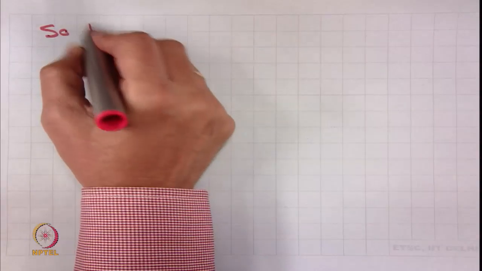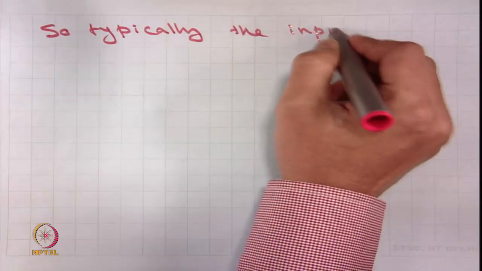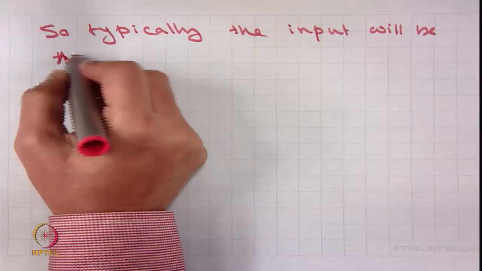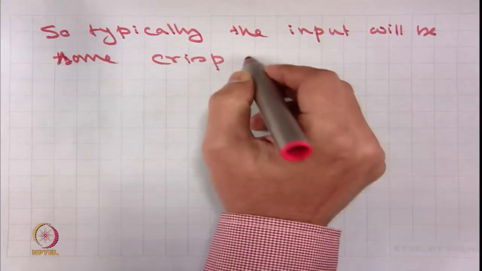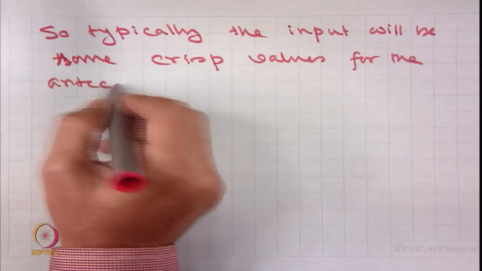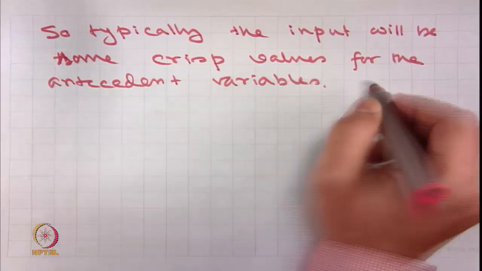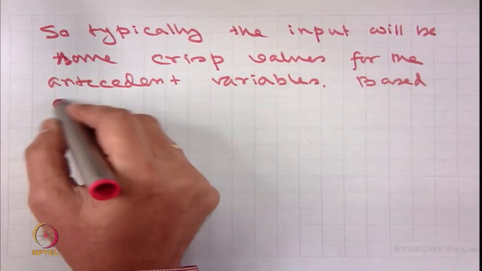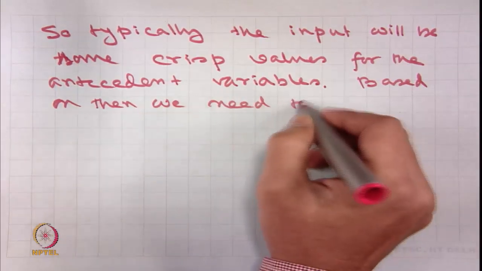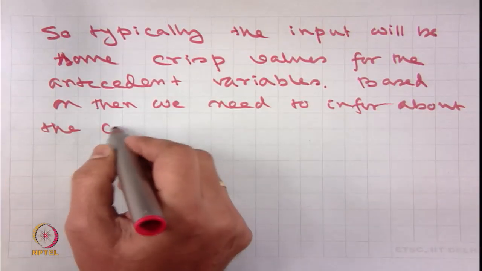So, typically the input will be the crisp values for the antecedent variables, based on them we need to infer about the consequent variable.